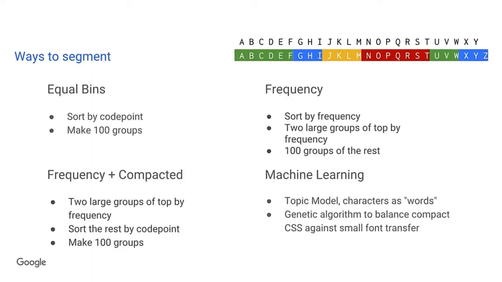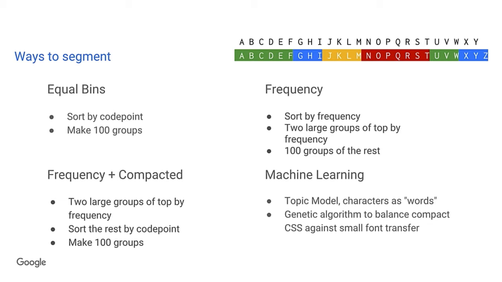So to start out with, we decided to kind of propose a few different ways we might try to segment these fonts. So I'll just quickly run through those right now. So the first one is equal bins. So in that, we just take the code points in the whole range, we split it into just 100 groups of equal size, and that's it.